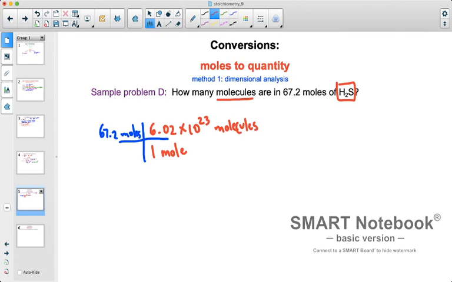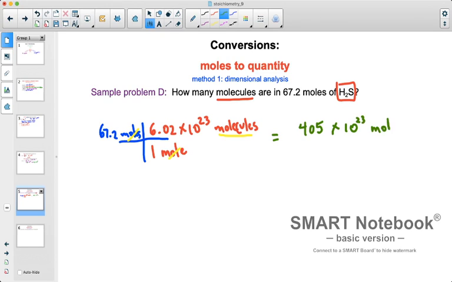Now, by setting it up in this manner, I'm able to multiply across and then divide going down. And the easy part of this is that the moles cancel themselves out, and I'm left with the unit that I want. Now, I can easily put this into any calculator. You do not need a graphing calculator. We just multiply 67.2 times 6.02. That ends up being just 405, and then I'm just going to take the power of 10 with me.